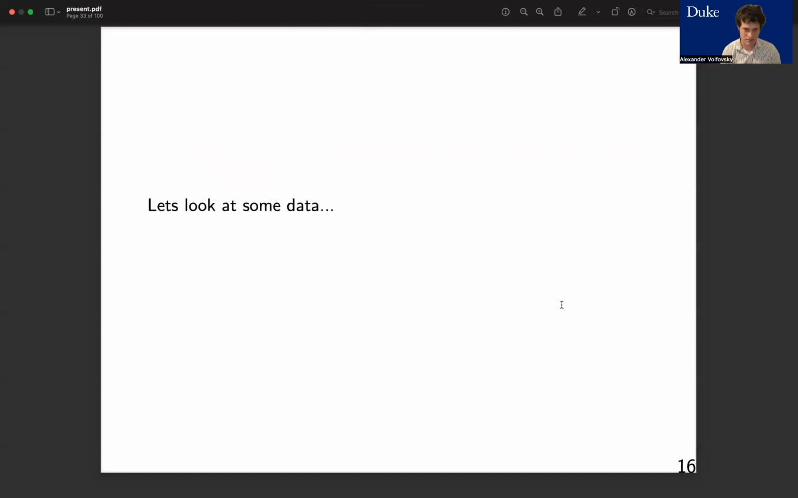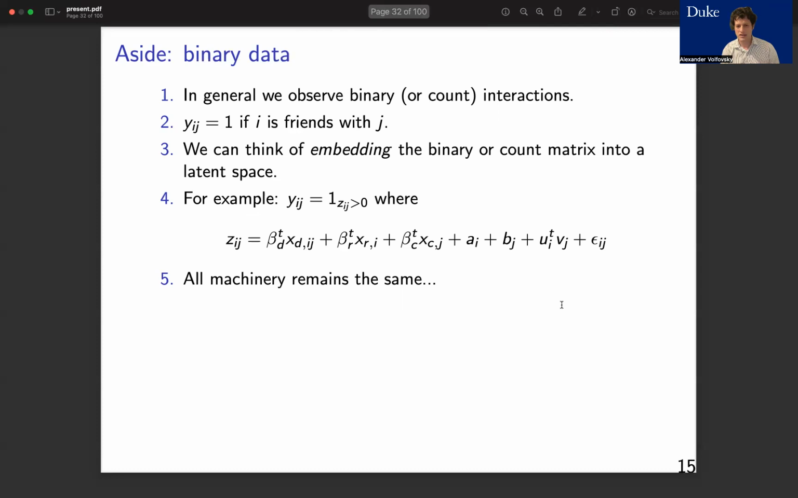So let's take a look at some data. I am hiding a little bit about the details of how this model is fit, but it's all available in the paper. The general idea here is that we take a Bayesian approach and we place priors on the betas.